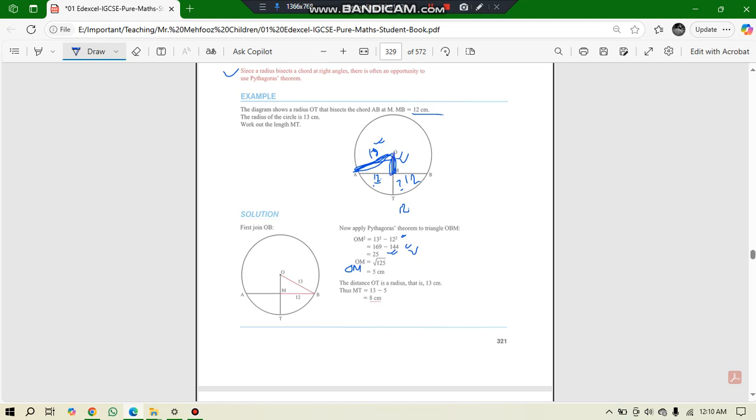And you have seen that in the question the total radius is given as 13. So it means that OT is basically equal to 13. We have to find the value of MT. So MT will become the total minus the OM, that is 5. So MT will be 8 centimeters. So this is your answer. Any problem in this example?